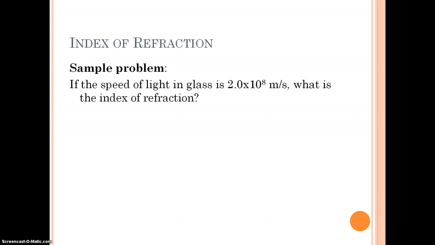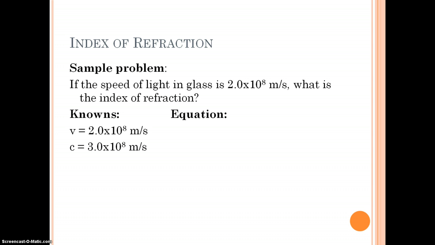So in this case, they're giving us the speed of light in glass. We want to know the index of refraction. So I went ahead and wrote my knowns and unknowns. You may not need to do that on a problem this simple, but just to make sure we dot our I's and cross our T's, we've got the speed of light in the glass, and we've got the speed of light in a vacuum, and we're looking for n. So our equation is the one that we looked at earlier. Index of refraction equals the speed of light in a vacuum divided by the speed of light in the glass.